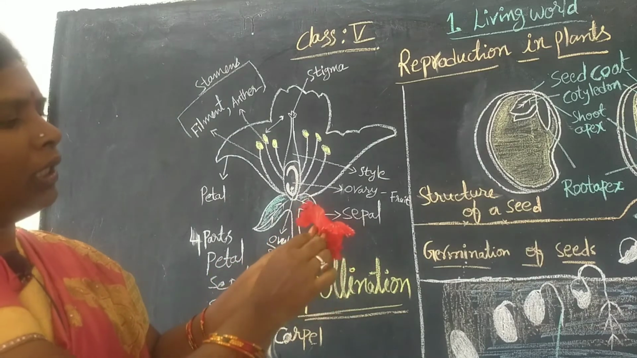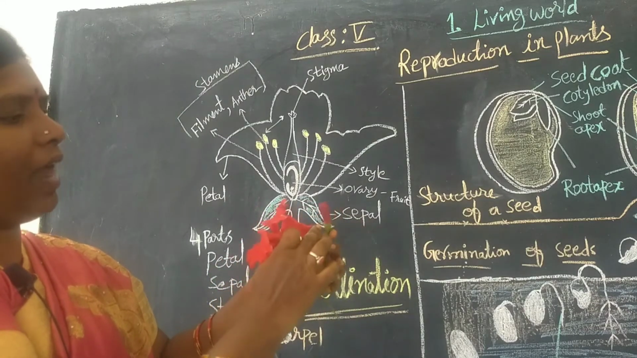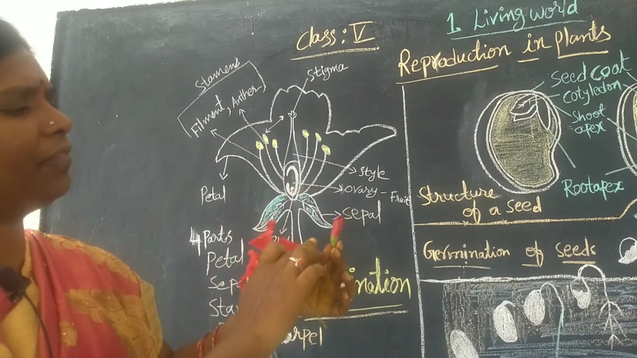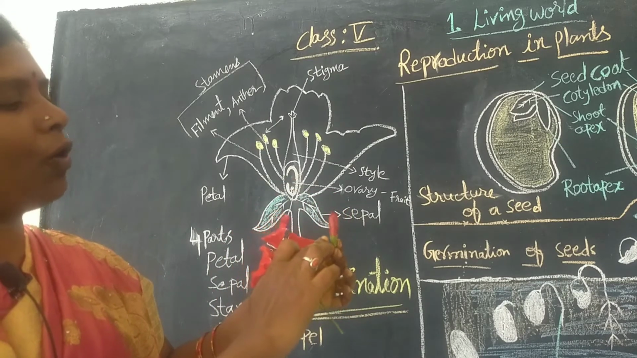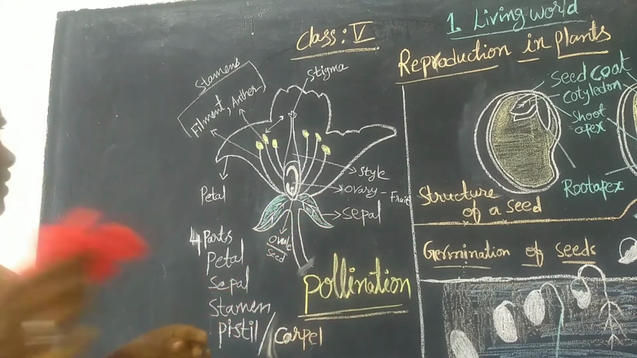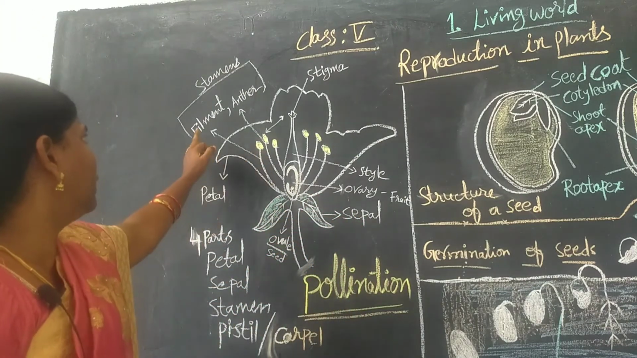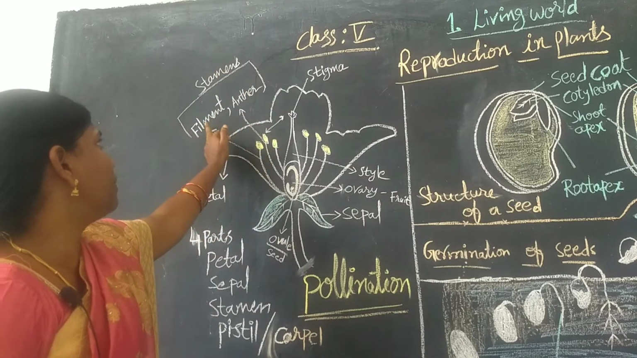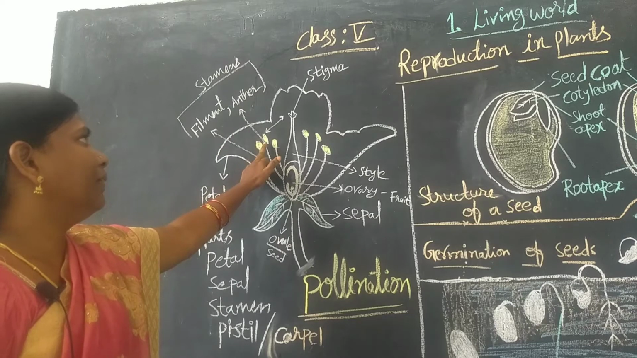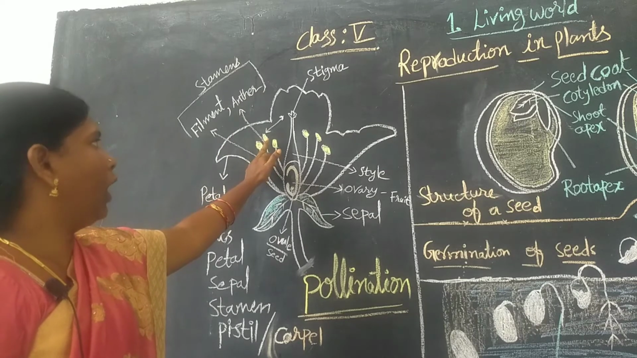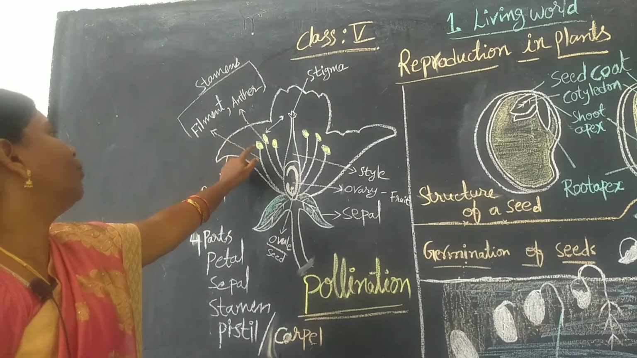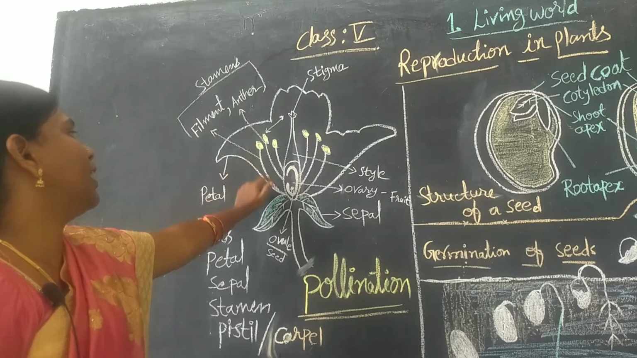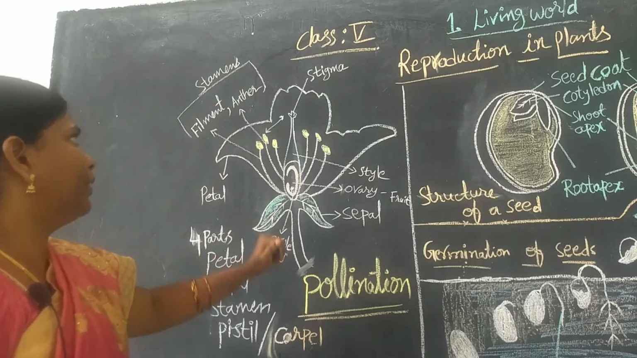Sepal holds up the flower. It is green in color and it gives support to the bud. It develops the bud. Next, the third part is stamens. Stamens have two parts. Anther is yellow in color, and the thread-like structure is called filament. Anther is held up by the filament.